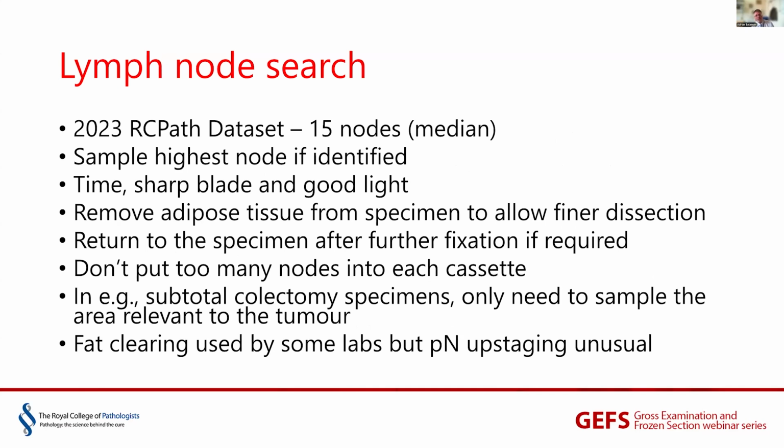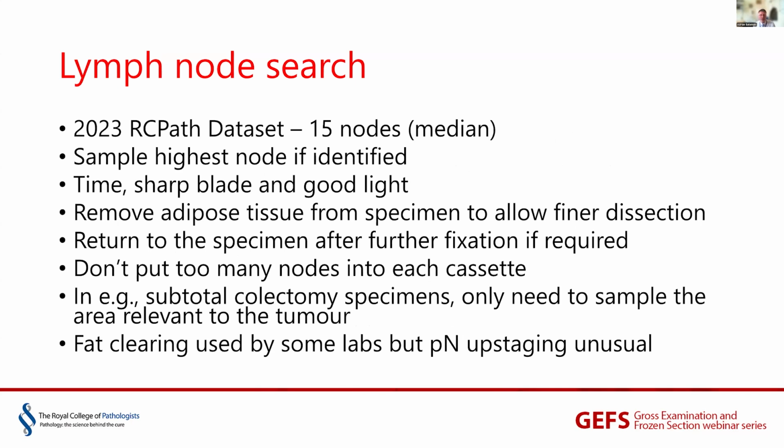Okay, the lymph node search. So the previous version of the college data set suggested that 12 nodes, a median of 12 nodes across your cases, was sufficient. In fact, now in the latest version of the data set, that's been increased to 15, but people tend to take that as a minimum rather than a median, even though actually it is supposed to be a median across your cases. Of course, sample the highest node, as I've already said, if you can find it.